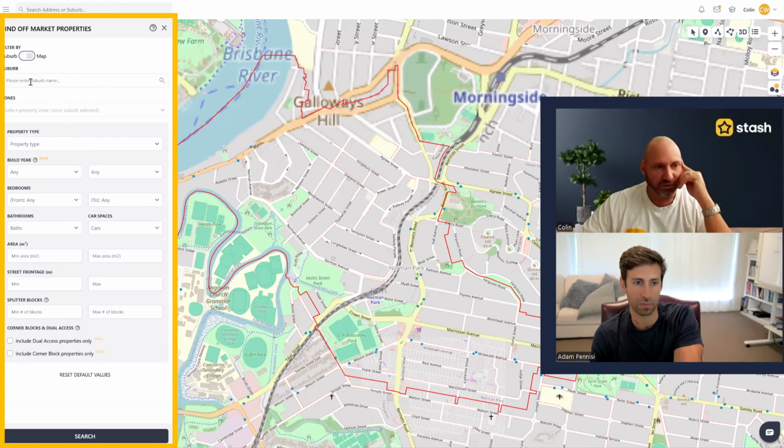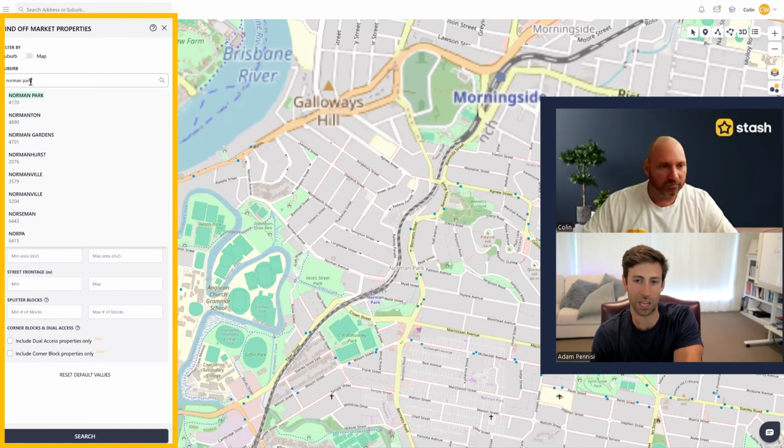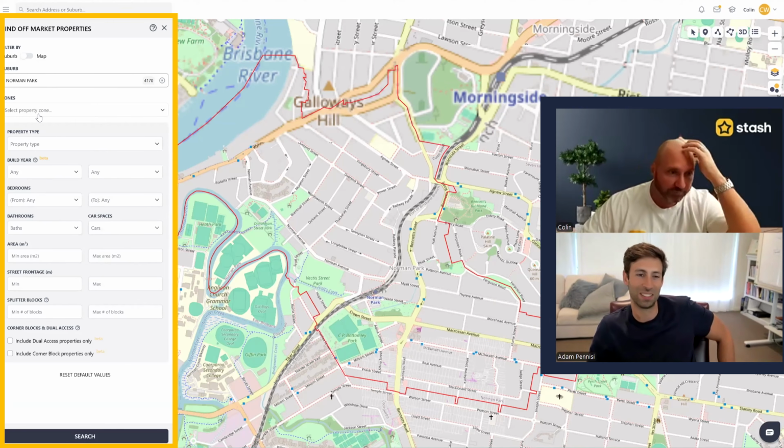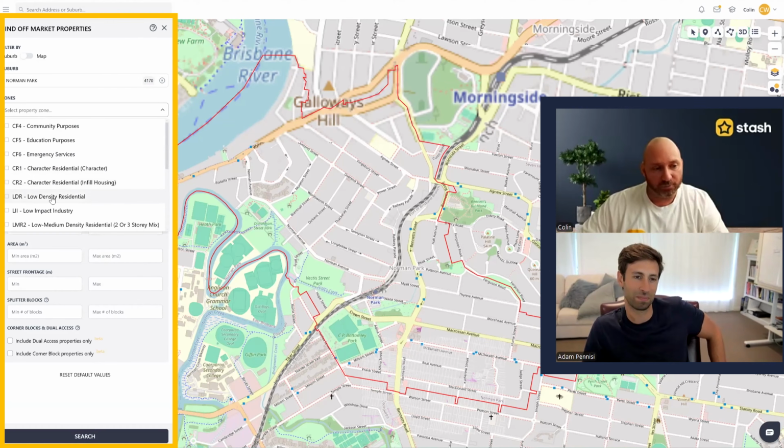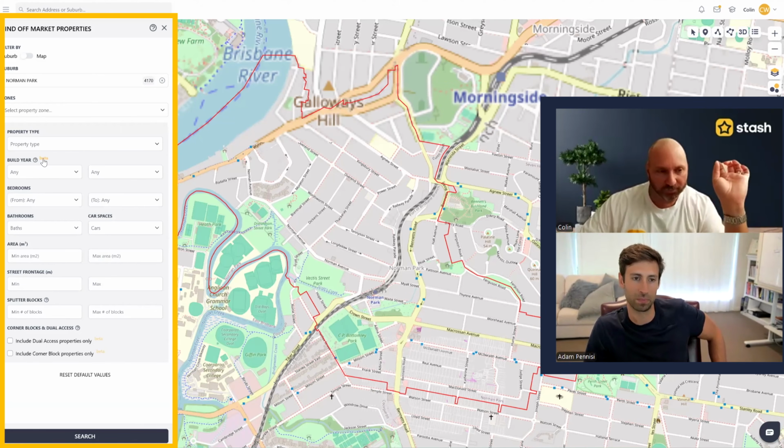Let's just do a council one. I'll do Norman Park. I'll do your hometown. You can search by zoning here as well if you needed to. So if you're really familiar with that zone, you can bring that in. I'll leave it out just for this purpose.